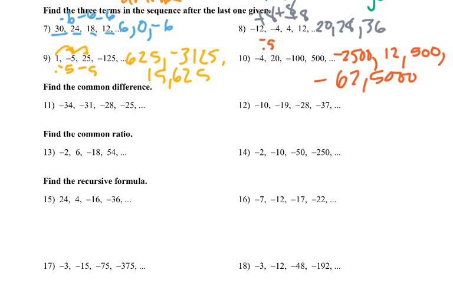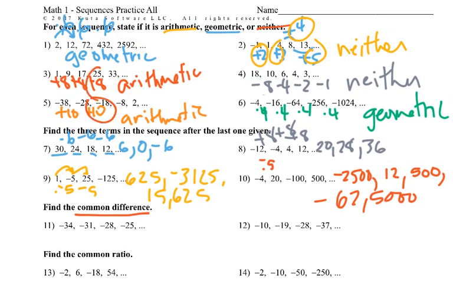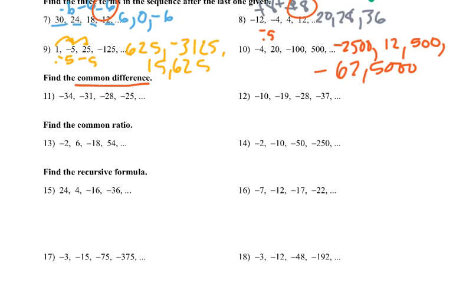Alright, now 11 and 12 want us to find that common difference. Remember, common difference is basically how it is growing arithmetically. So we just find how it is growing. Negative 34 to negative 31 to negative 28. Our common difference is positive 3. We're adding 3.